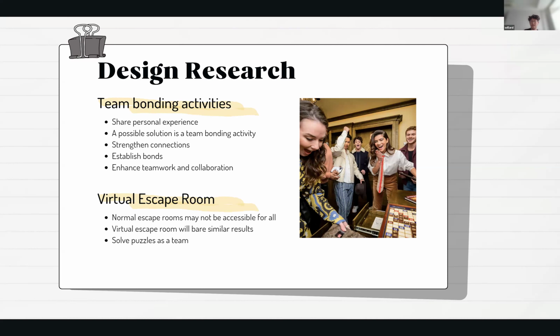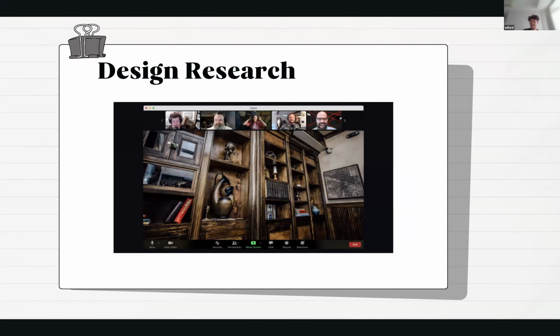What I'm planning to do for this thesis project is to make a virtual escape room game. A normal escape room may not be accessible for all teams due to location or scheduling, and a virtual escape room will bear similar results as normal ones. What we do is solve puzzles as a team. It's probably something like this, which I searched on Google. They've implemented it outside, but I haven't seen anything implemented in Indonesia.